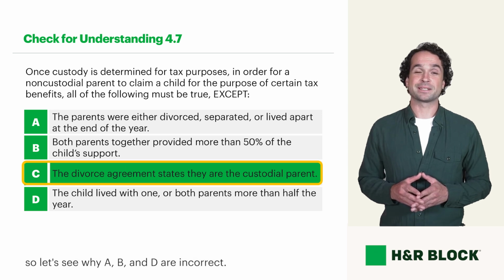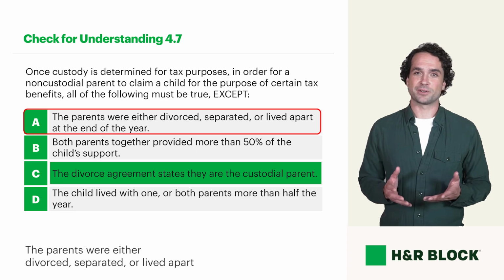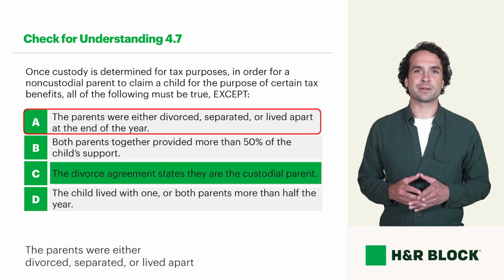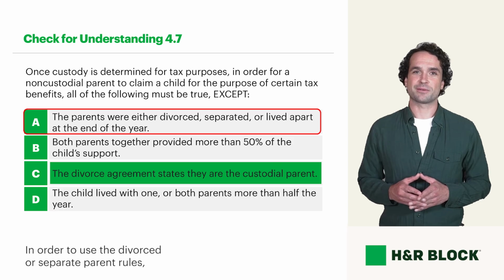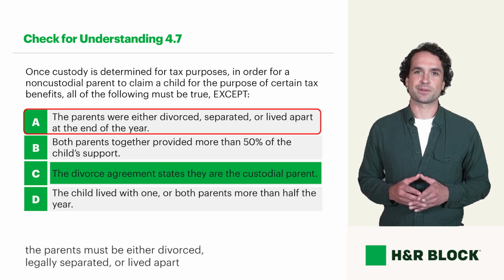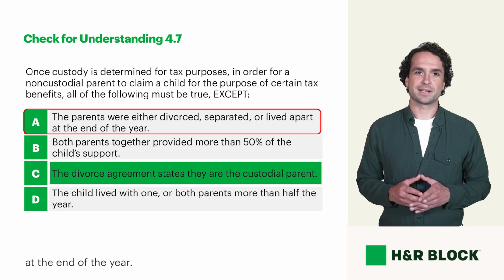C is the winner, so let's see why A, B, and D are incorrect. The parents were either divorced, separated, or lived apart at the end of the year is incorrect because this is true. In order to use the divorced or separated parent rules, the parents must be either divorced, legally separated, or lived apart at the end of the year.